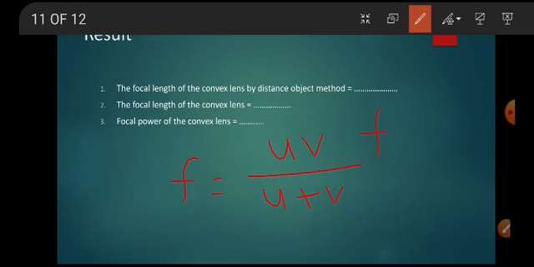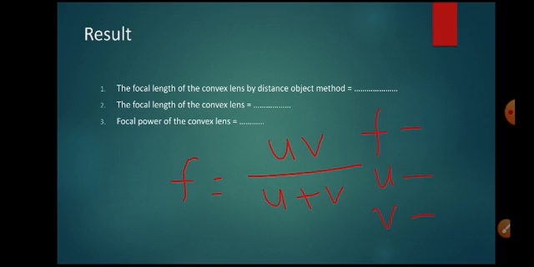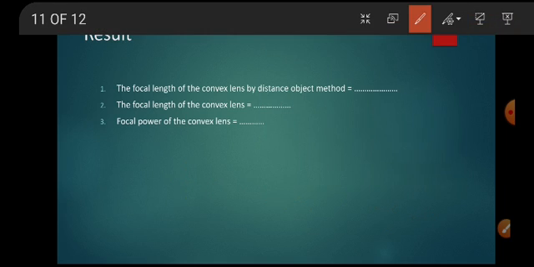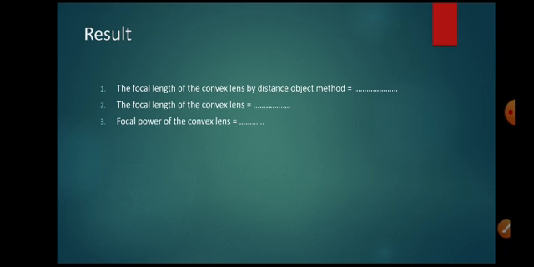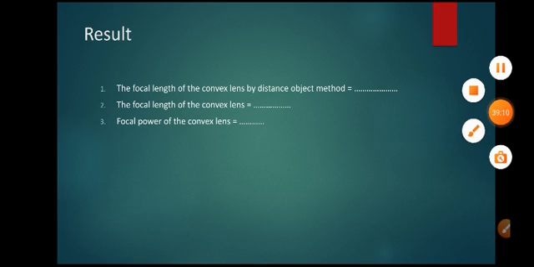Then simply write where f is the focal length, u is the distance between the object and the screen, and v is the distance between the screen and the image. Simply write the formula and the terms involved in the formula. That is the way of writing formulas in the experiment. And the theory involved: if any definitions are there, you have to write the definitions. Otherwise, no need to explain everything, and no need to describe the experimental setup.